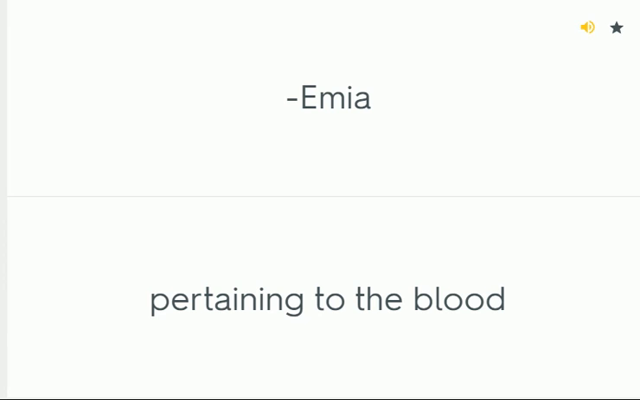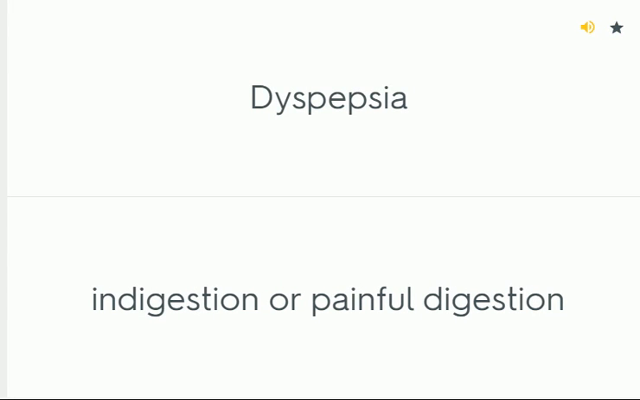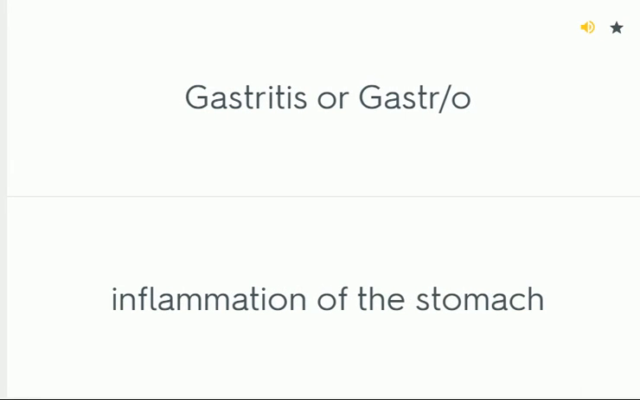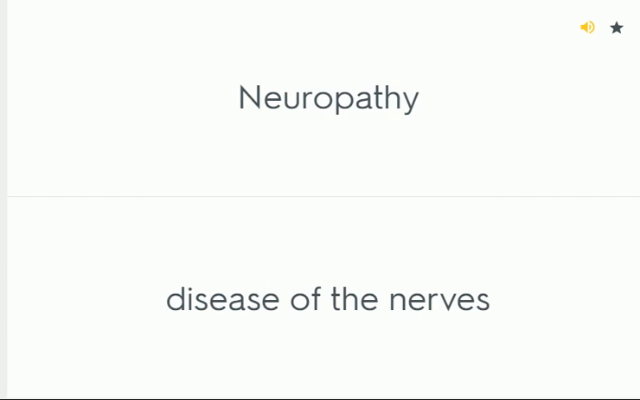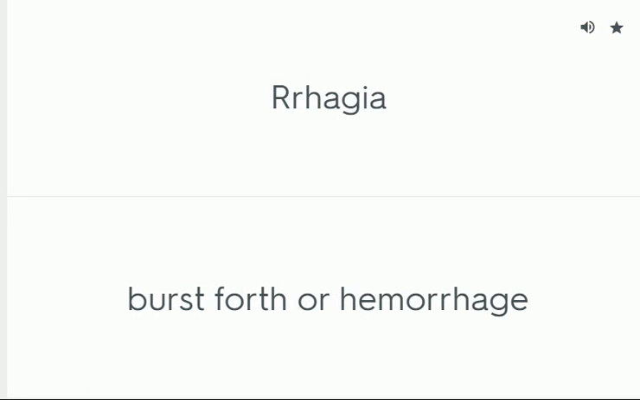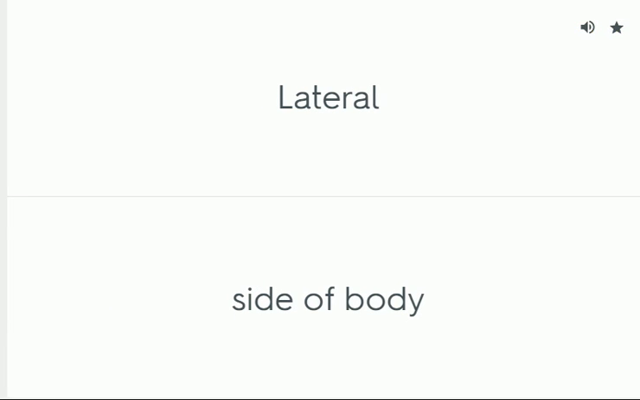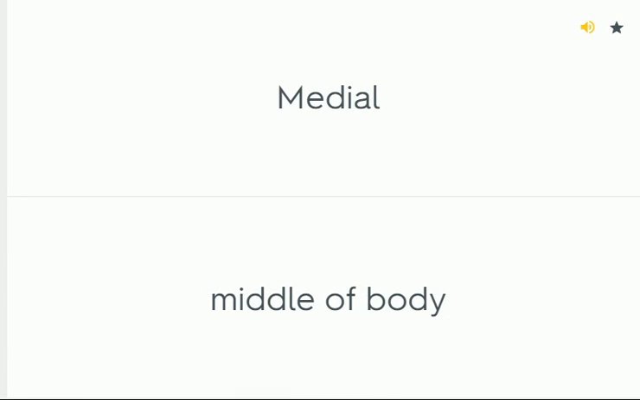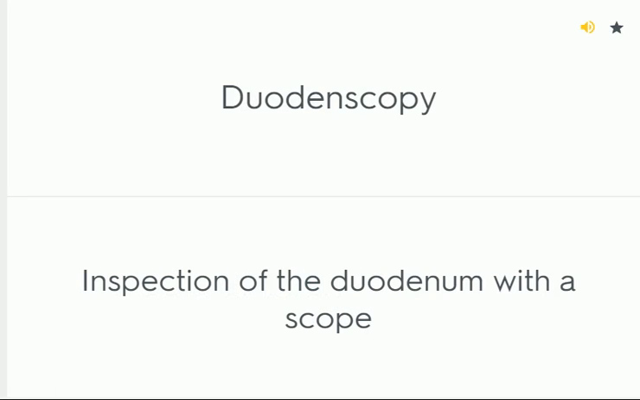Emia: pertaining to the blood. Dyspepsia: indigestion or painful digestion. Gastritis or gastro: inflammation of the stomach. Neuropathy: disease of the nerves. Ragia: burst forth or hemorrhage. Lateral: side of body. Medial: middle of body. Duodenoscopy: inspection of the duodenum with a scope.